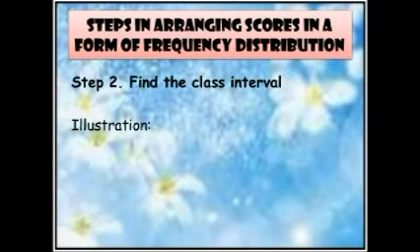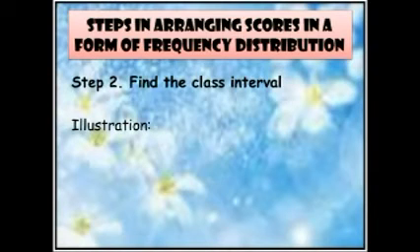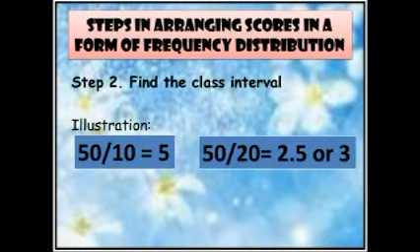Let's do our illustration. What is our range again? Yes, it is 50. Step 2 said that we must divide our range by 10 and by 20 to get the class interval. Let's do the 10 first. 50 divided by 10 is 5. Next, 50 divided by 20 is 2.5. We must round up 2.5 so that we have a whole number, 3.